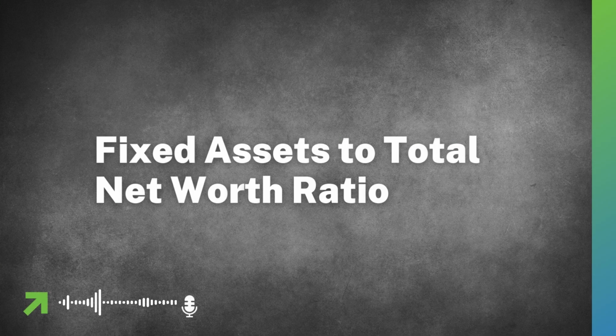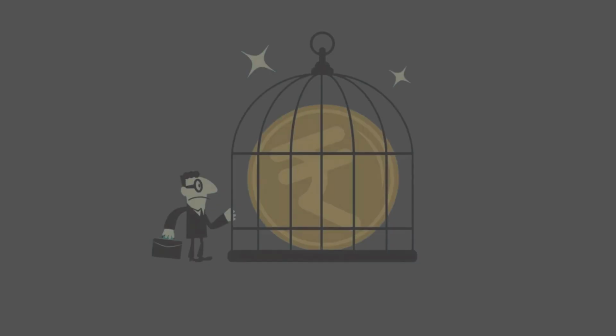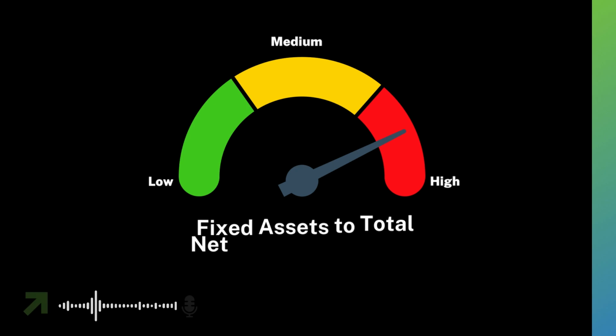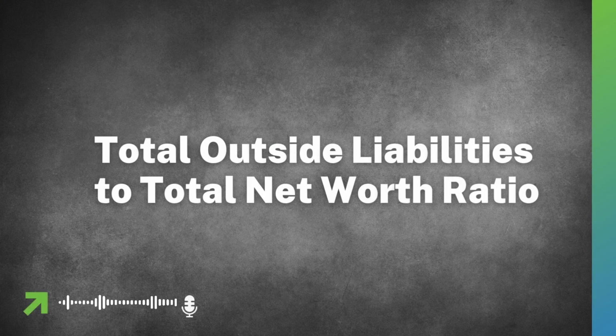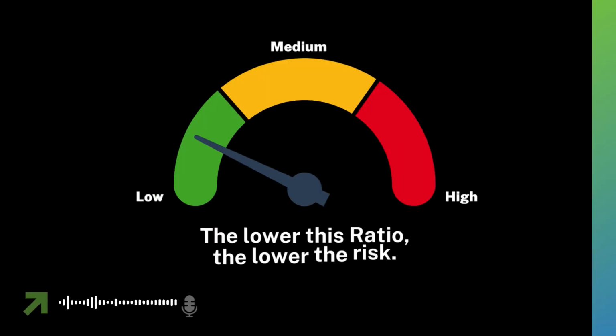The fixed assets to total net worth ratio is the share of the company's assets that are tied up in fixed assets such as property, plant, and equipment. It indicates the proportion of the company's assets that cannot be used as working capital. If the fixed assets to total net worth ratio is too high, it indicates that the company is vulnerable to unexpected events. The total outside liabilities to total net worth ratio indicates a business's reliance on debt. The lower this ratio, the lower the risk.